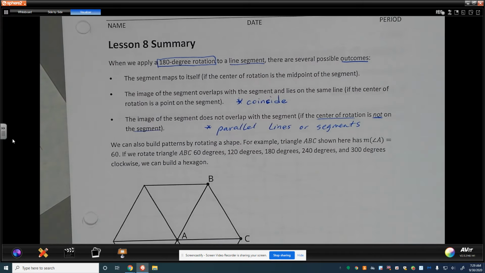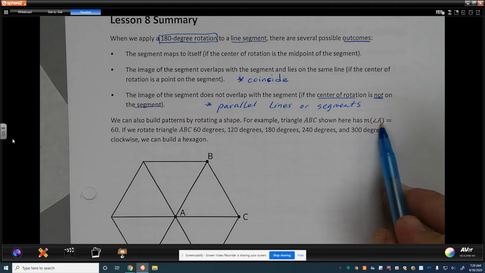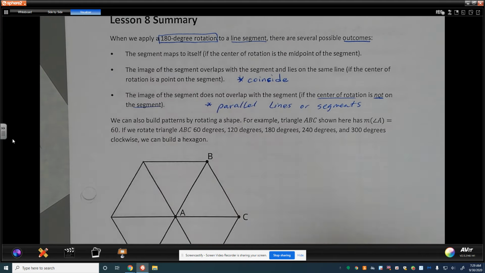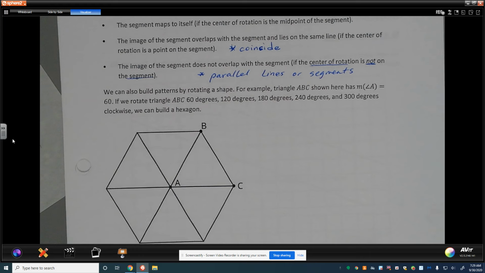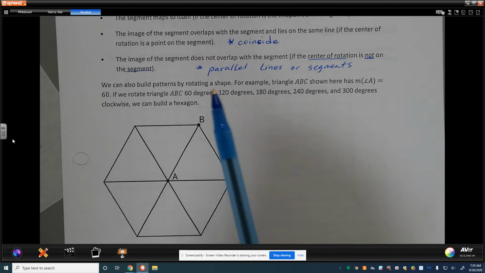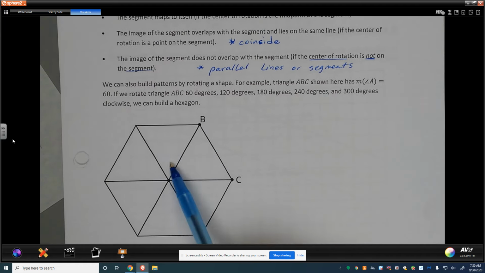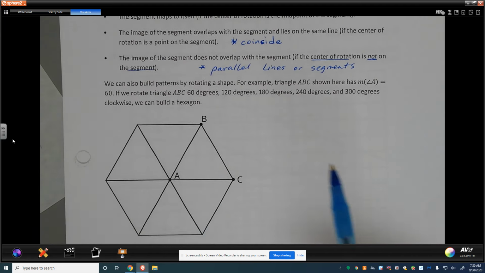We can also build patterns by rotating the shapes. For example, triangle ABC shown here has a measure. So this little M right here talks about measure of angle A is 60 degrees. If we rotate triangle ABC 60 degrees, 120 degrees, 180 degrees, 240 degrees, and 300 degrees clockwise, we can build a hexagon. It would be the exact same thing if we went counterclockwise, but the important thing to remember is that we're working in intervals of 60 degrees, and this is just an isometric plane.